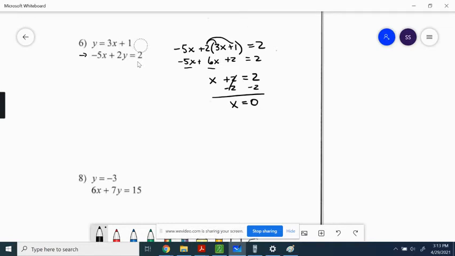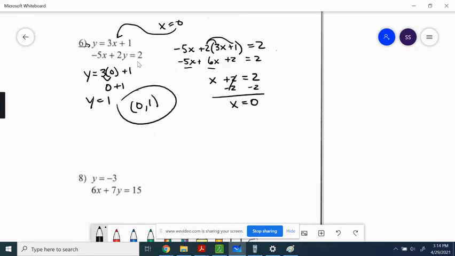All right, again, now that I have x is equal to 0, I want to plug that in. You could do either of these, but I think it's definitely easier to use the top equation. So I'm going to take y is equal to 3 times x, which we now know is 0, plus 1. 3 times 0 is 0, plus 1 is 1, so y is equal to 1. So again, write this out as an ordered pair, 0, comma 1. There you go.